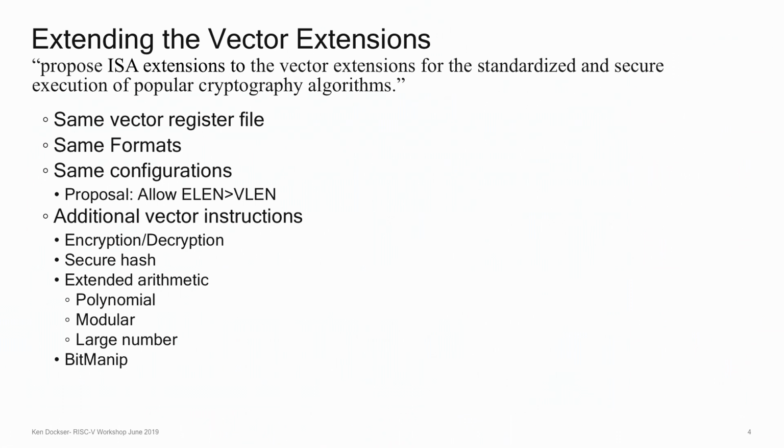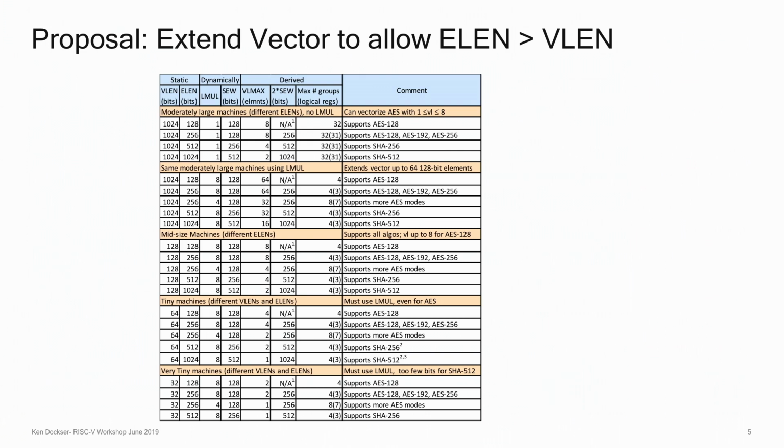Same configurations, although we are offering some proposals to allow the cryptographic instructions to be used on narrower implementations. We'll be adding in additional vector instructions for cryptography, of course, encryption, decryption, secure hash algorithms, and then extended arithmetic, things like polynomial multiply, modular arithmetic, wider arithmetic, and then some bit manip instructions could be simple as mirroring the data, kind of a bit swap, endian swap, some other things. Some of these instructions, it may turn out that it's better or more suited to be in the base vector extensions, and so we can work with the vector group and figure out where those would best belong. So, just like the teaser that you had before with Clifford, if you want to learn about this, you're going to have to come to our session on Thursday.